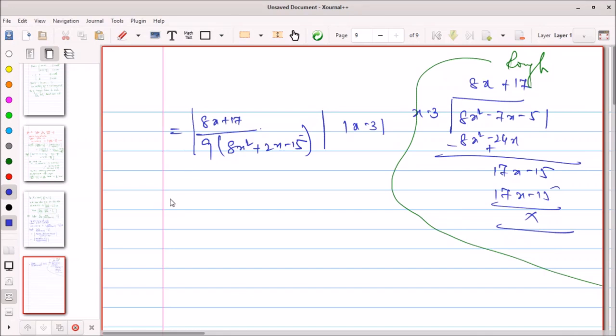Now I can use the triangle inequality, but we will use the triangle inequality only in the numerator, because if we use it in the denominator, then we may not be able to save this less than or equal to. So this is equal to 8|x| + 17, or 17 is positive, so we do not need the modulus sign, upon 9 times |8x^2 + 2x - 15|.